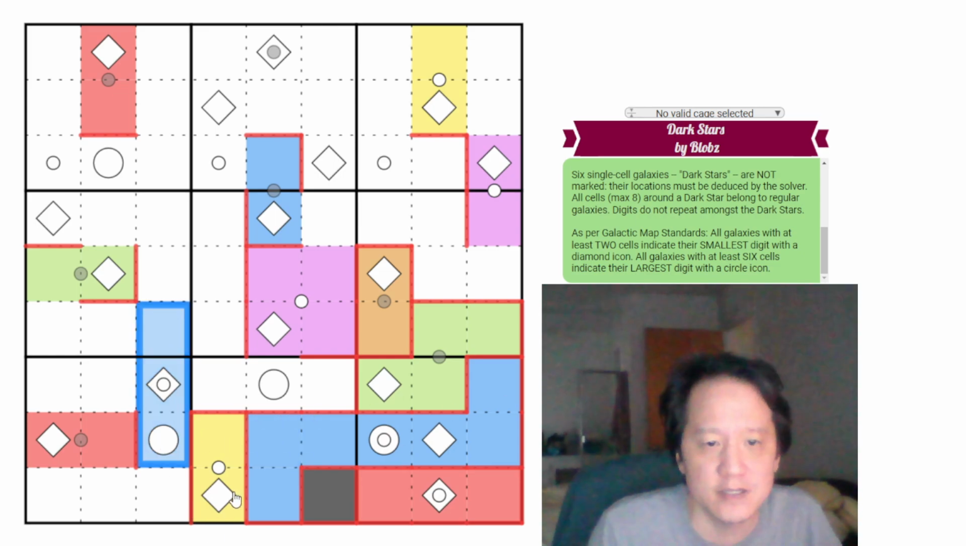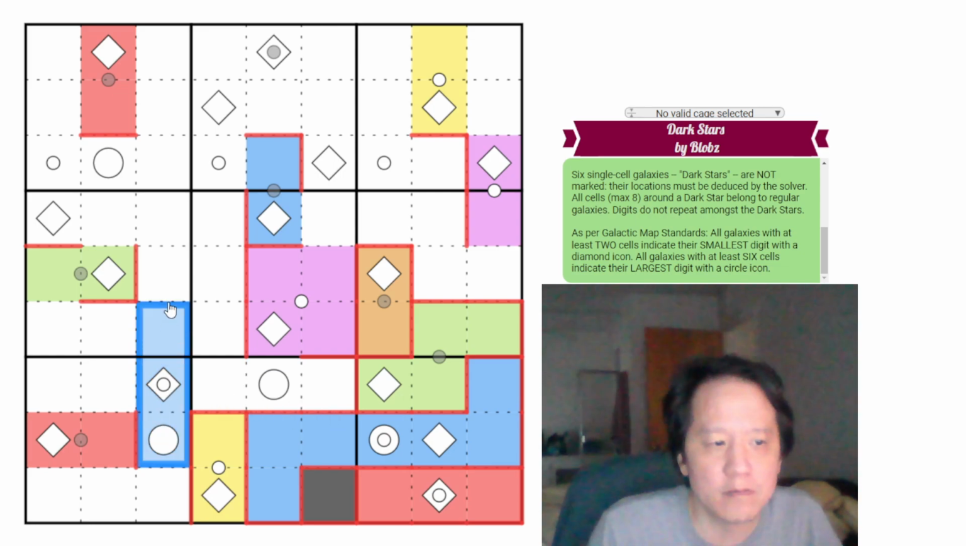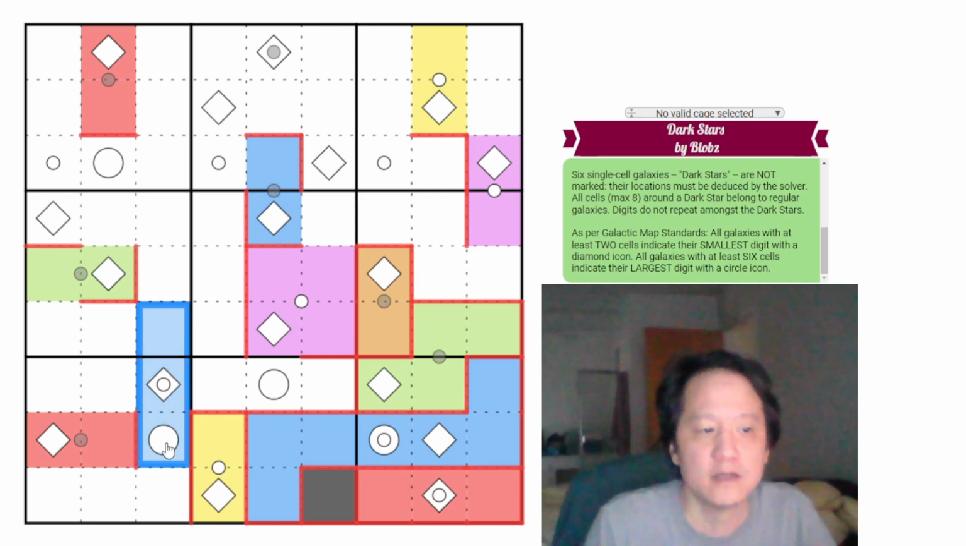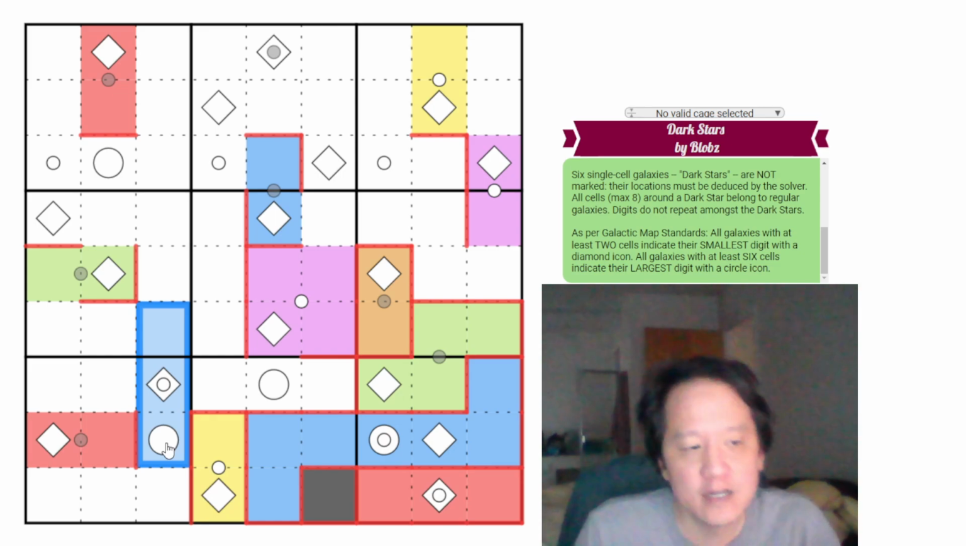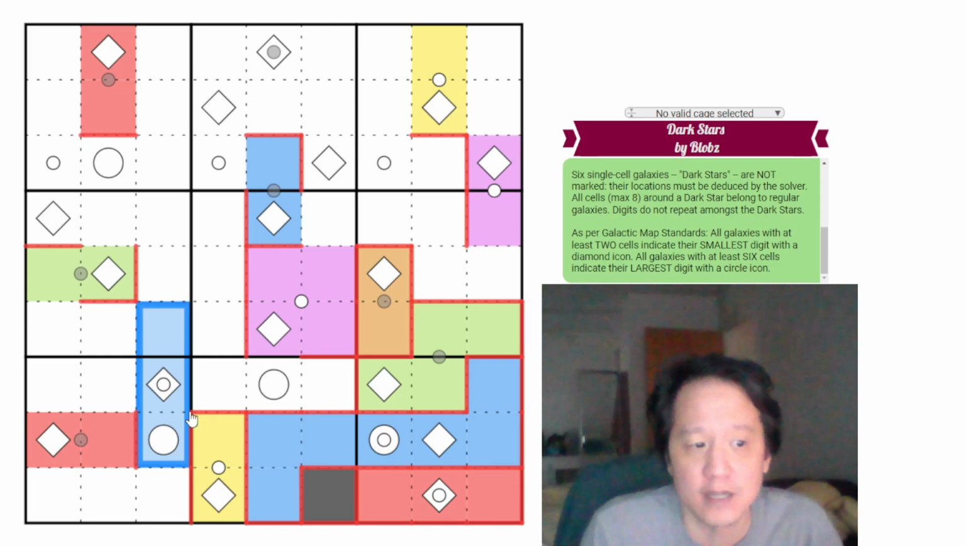So this is at least... This is 7 too, at least. It could be more. Oh, it can't be 9. No, this has to be 7 exactly because it's not Renban. So the Renban would force that to be 9. Or, sorry, a 9-cell galaxy would have to be a Renban galaxy. It just has to. So this has to be 7 and only 7, right?